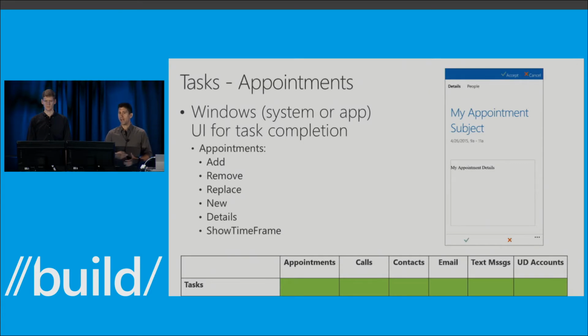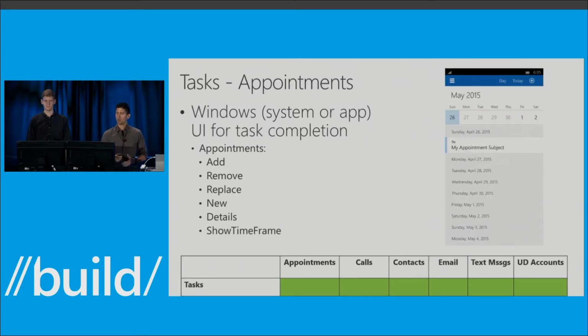We allow you to add a new appointment. In this case, you define a subject and details, time, duration, and then pass this into a single API call. The UI is brought up by the Outlook Calendar app, and the user can save it to a calendar or choose to cancel. Same idea with remove. It shows the UI, and the user can choose to remove that particular appointment or cancel. Replacing replaces. New is the same thing as add, but it allows the user to make changes before saving it to the calendar.